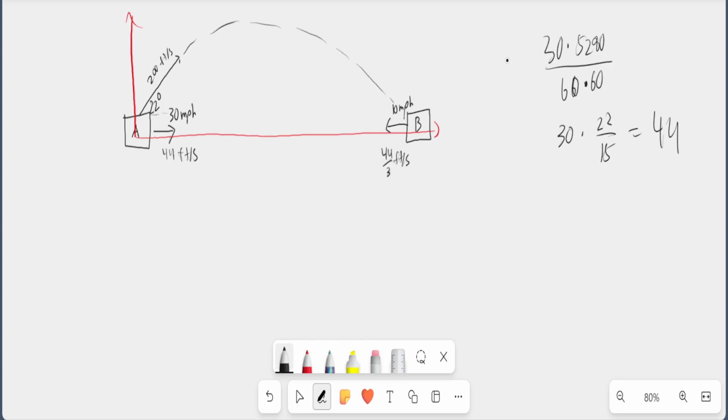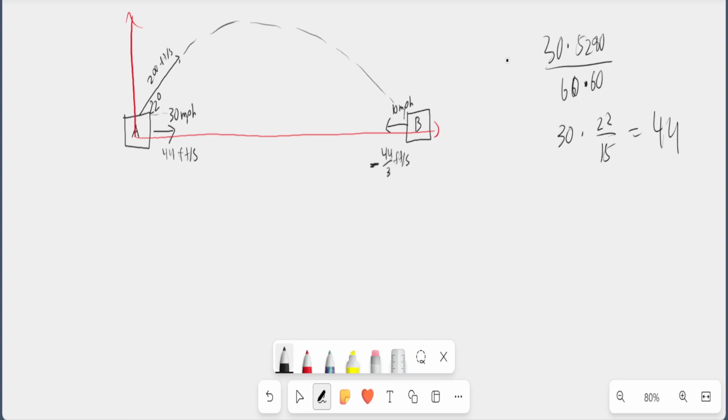So this car B is actually moving in a negative direction in terms of our movement. If you wanted to be really wacky, you could have put the origin over here and made a flipped axis, but there's no reason to, so I wouldn't do that. But anyways, that's negative 44 over 3 feet per second. So that's everything converted, and we're ready to start getting our equations.